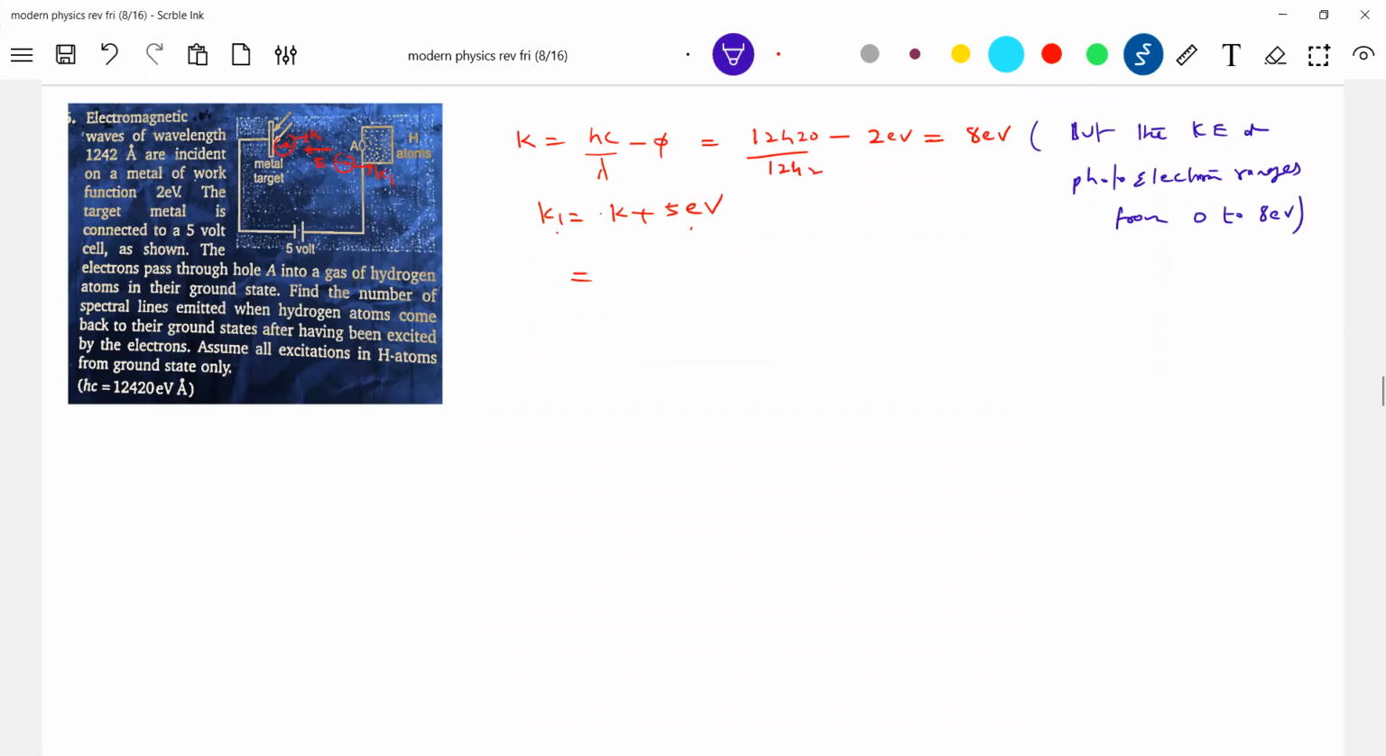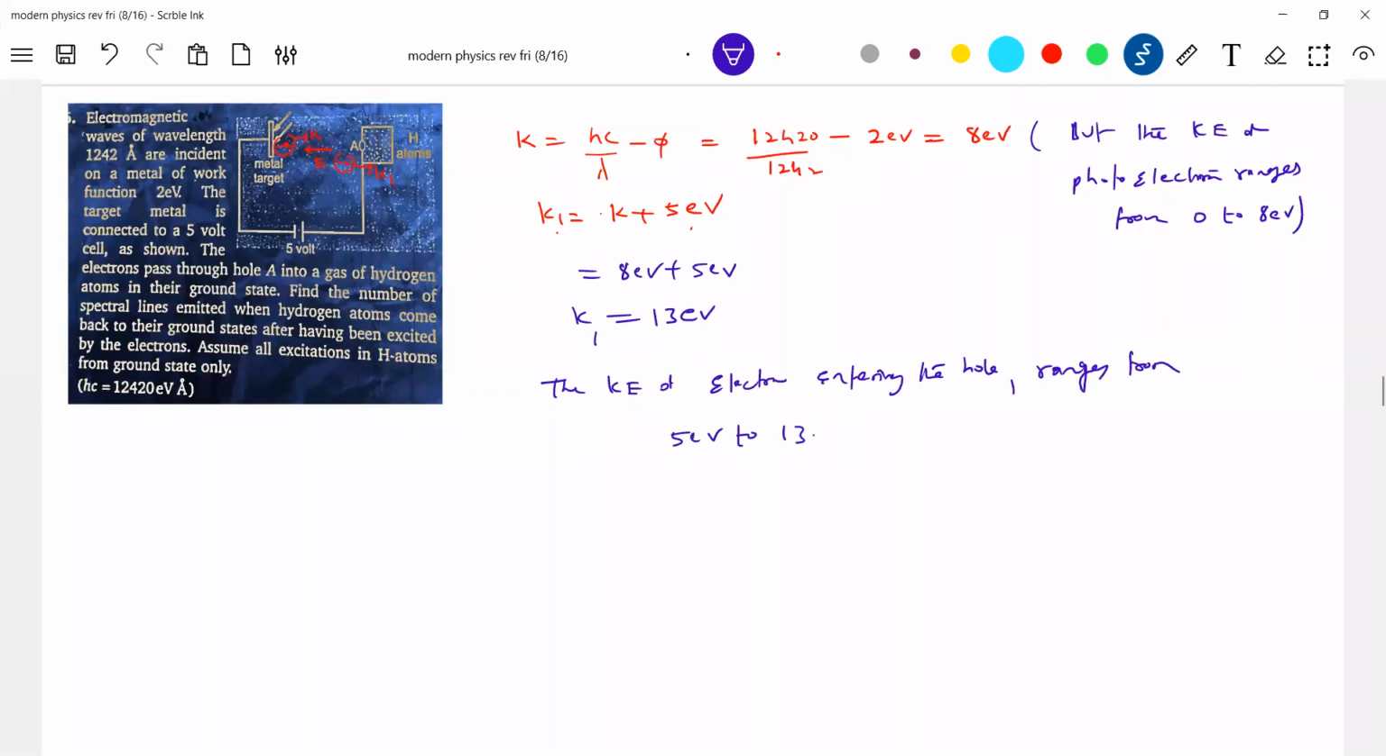Do you agree? So what will now be the energy of the electrons that will enter the hole? This will be 8 electron volt plus 5 electron volt, which is 13 electron volt. So this is not the only energy. The kinetic energy of electrons entering the hole ranges from 5 electron volt to 13 electron volt.